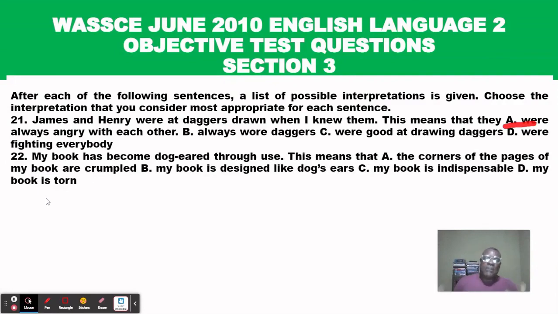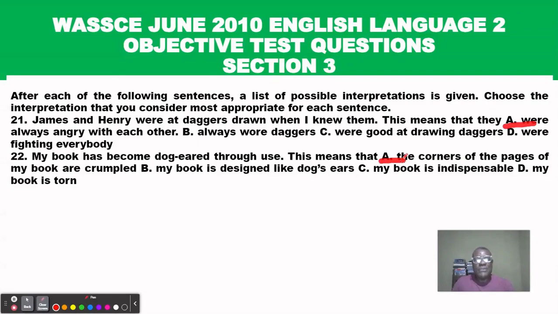22. My book has become dog-eared through use. Again, you can use imagery. When you look at something that is dog-eared, it has to do with something that is rumpled. Because when you look at the ears of a dog, they create the picture of something rumpled. So this means that A, the corners of the pages of my book are crumpled. Yes, that's the appropriate interpretation. Crumpled is the word.